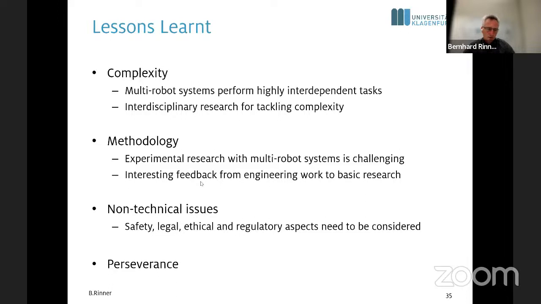In our methodological approach, we investigated many of the problems not only in simulation, but also deployed them on real multi-robot systems. This is challenging and requires a lot of engineering work, but on the other hand, it also provides interesting feedback from the real challenges of the engineering towards some basic research questions. Also important when it comes to robotic research, there are many non-technical issues about safety, legal, ethical, and regulatory aspects that need to be considered as well. And the key lesson is, in order to achieve results, you need to have endurance. Perseverance is an important part of the game.